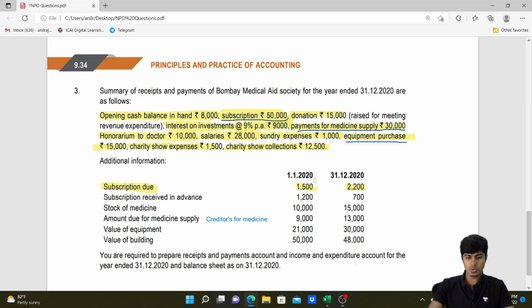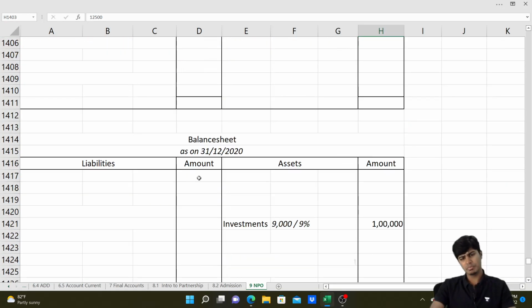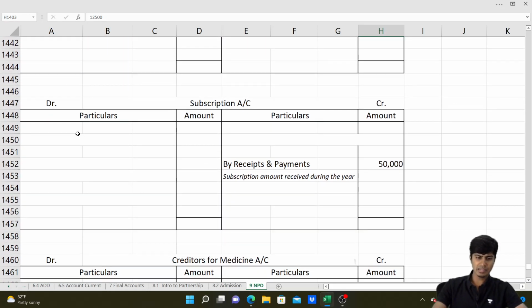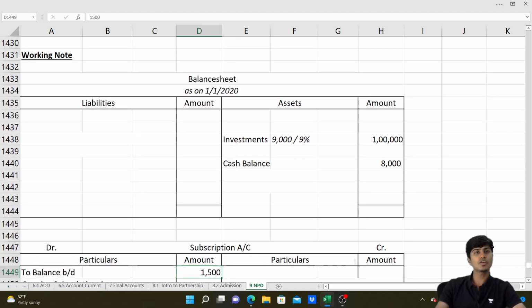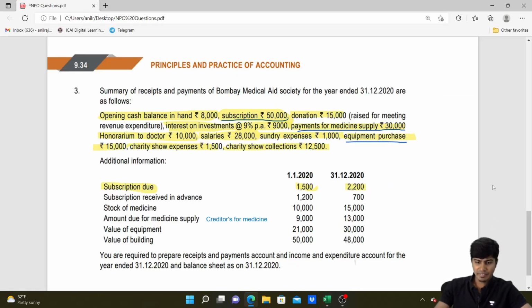First, let's suppose this 1,500. This 1,500 being subscription due, I'll write in my subscription account on the debit side, to balance brought down, opening subscription due 1,500. This would also come in our opening balance sheet, balance sheet as on 1st of January 2020, as an asset. On the asset side, I'll write subscription due 1,500 rupees. Got it?